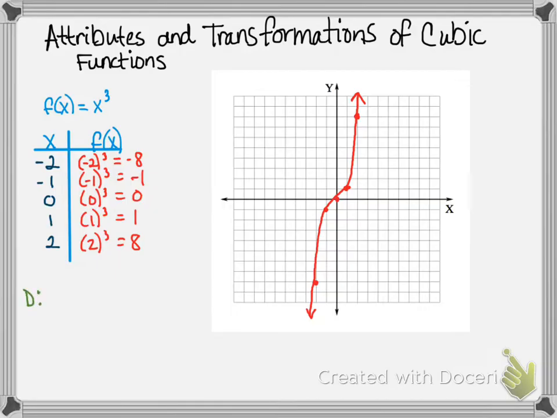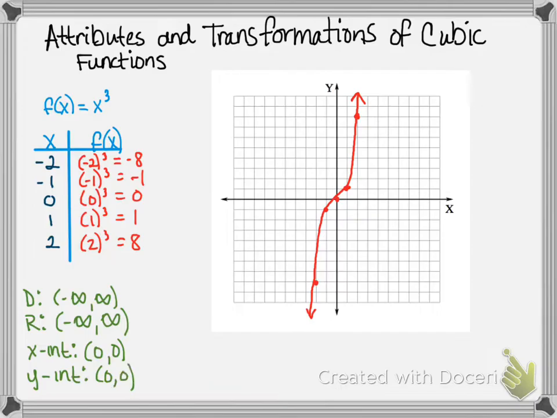And we can see that for this parent function, the domain is all real numbers, or x can go from -infinity to +infinity. The range is also all real numbers, or y can be any number from -infinity to +infinity. The x-intercept is the origin, (0, 0), and so is the y-intercept.